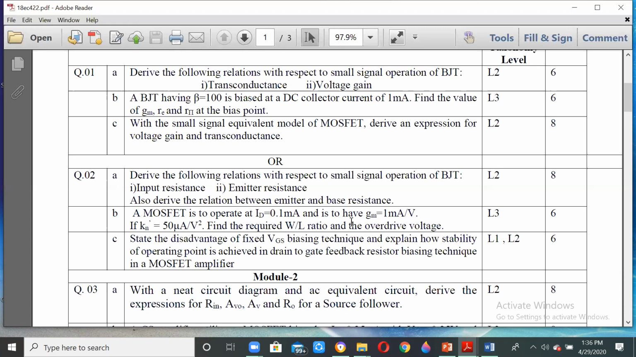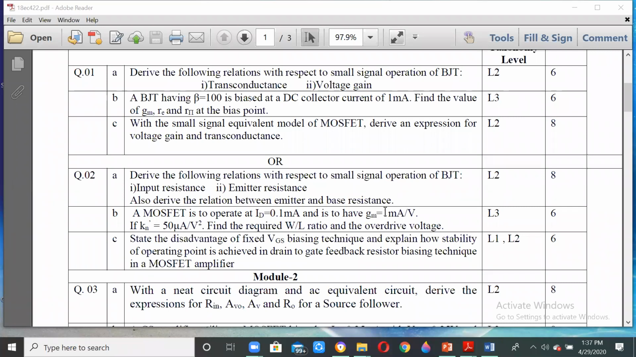So gm is equal to 2ID by VOV. And from that, we can try to find out the value of VOV. gm is known, ID is known. So VOV will be 2ID divided by gm.